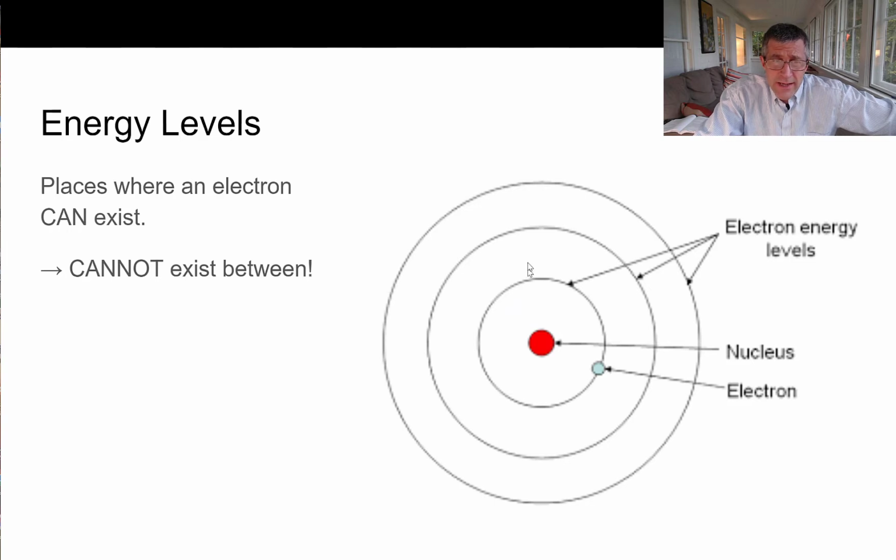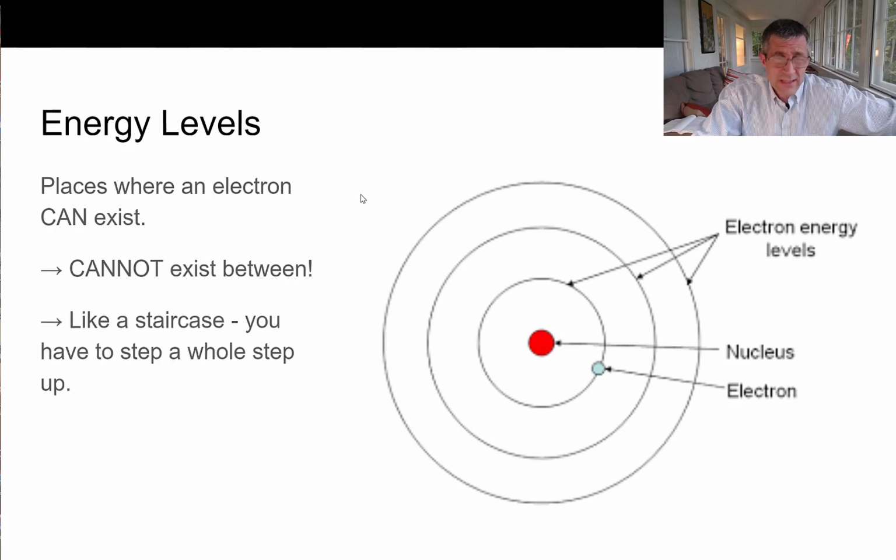And so I can't have an electron hanging out between energy levels. So it's really a curious thing, and it has to do with it being a wave and having wave properties. So it has to exist at some number of antinodes. But you've come across something like this before, right?